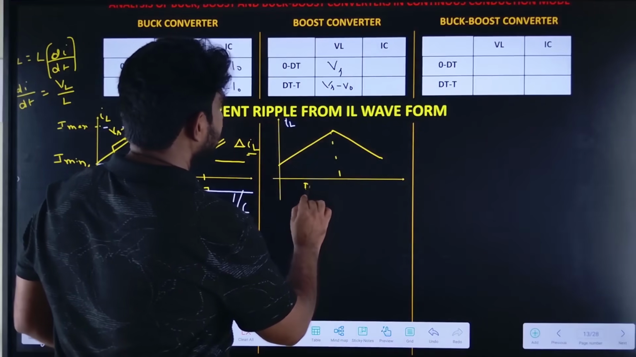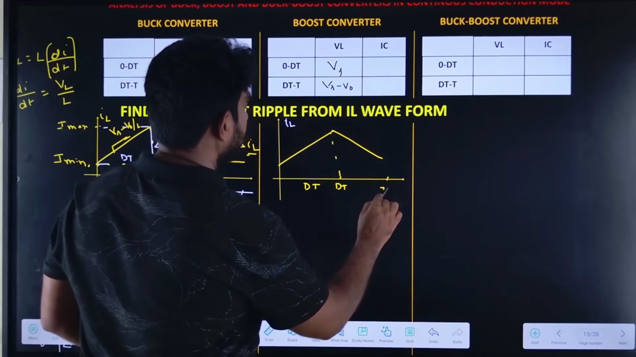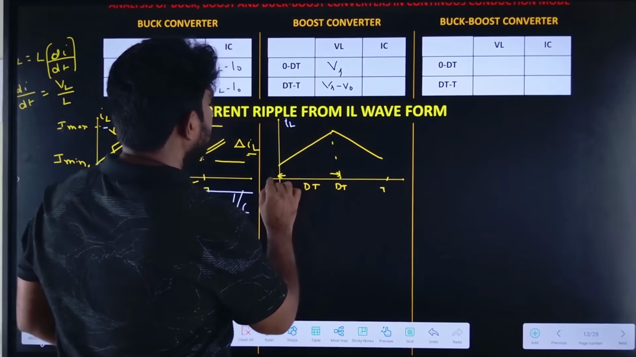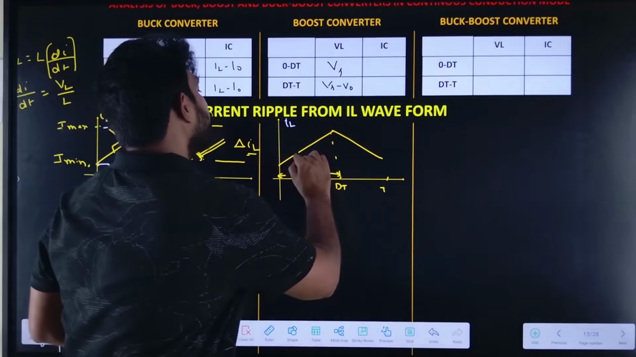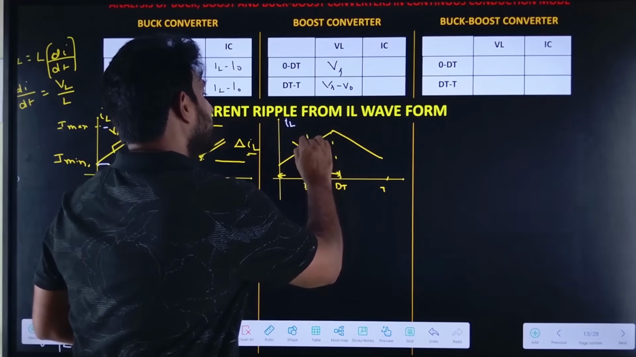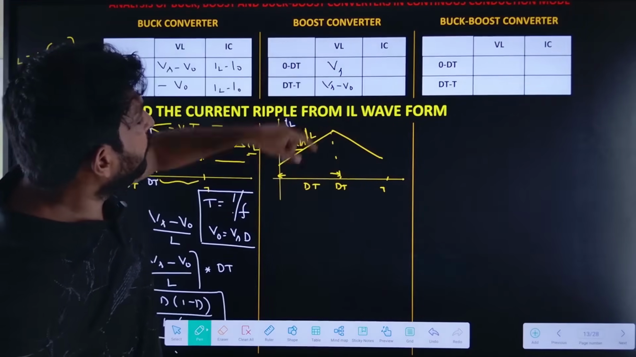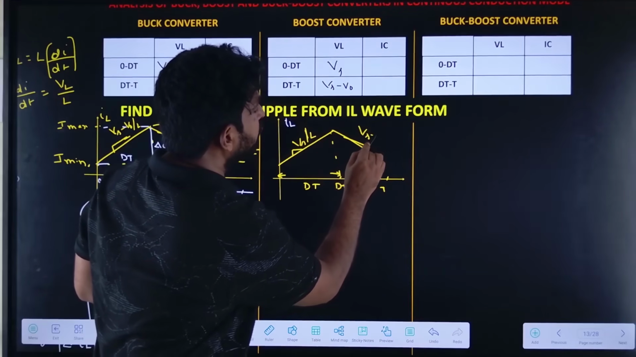Let me take this as the dt period, and this is the t period. Up to here it will be dt, which is I minimum to I maximum. So what is the slope here? It is Vs by L. This slope will be Vs by L. And what is the slope here? Vs minus V0 by L. This slope will be Vs minus V0 by L.